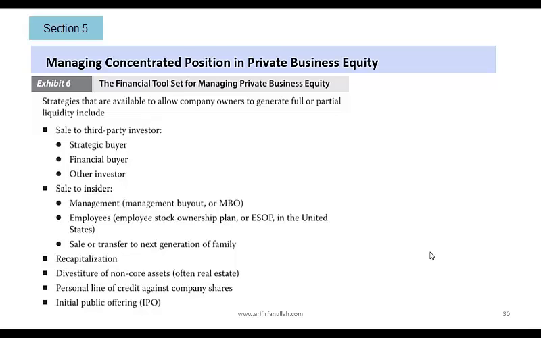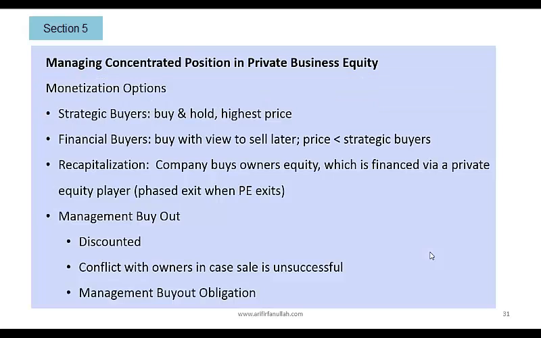You can have a divestiture of non-core assets. This happened in the case of ExxonMobil, which after it acquired ICI, went on a divestiture strategy for non-core assets. You could take out a personal line of credit against company shares, so you pledge the shares and take out a line. That's monetization. Or you could do an IPO. Now, let's look at these options individually.